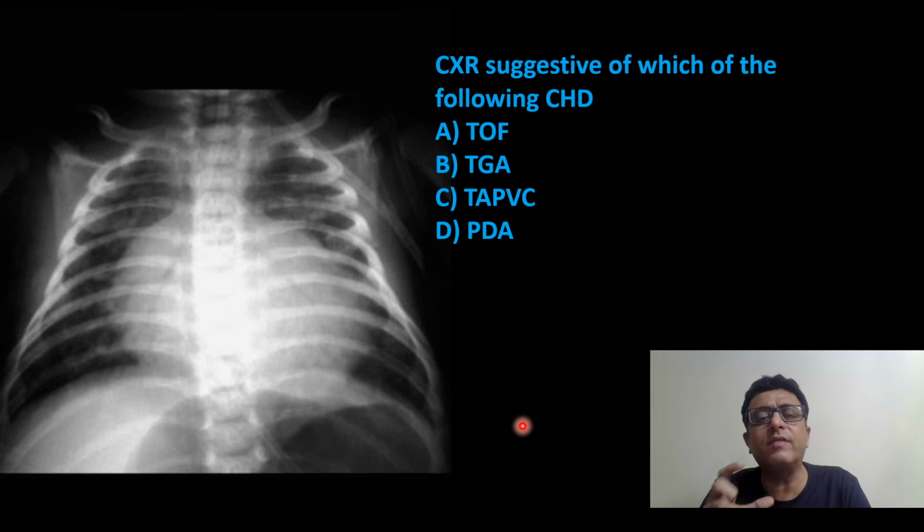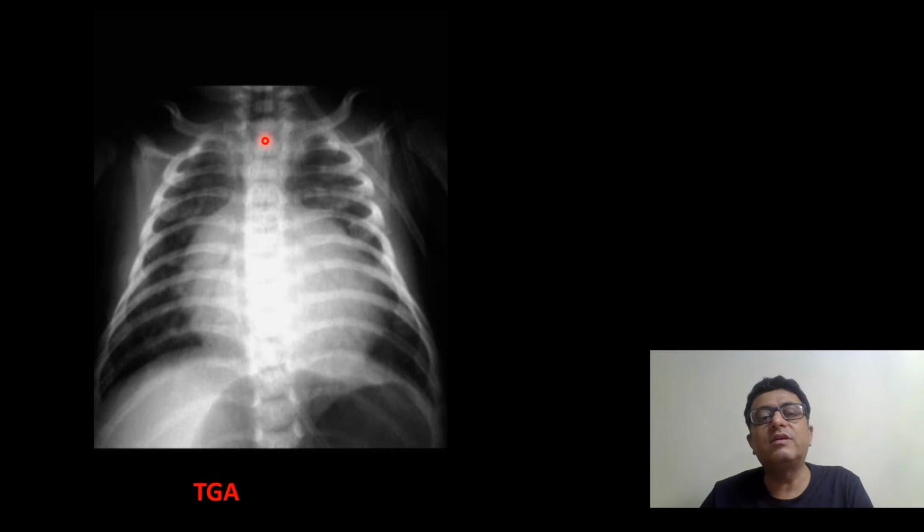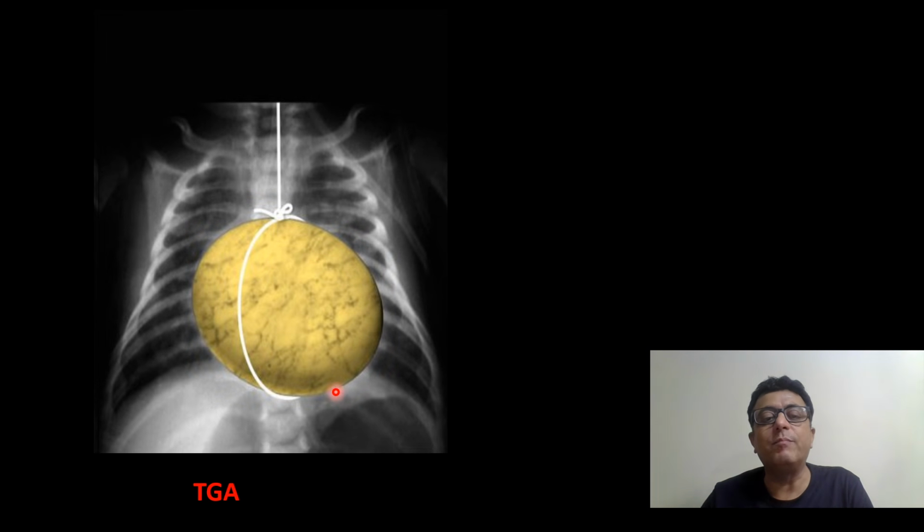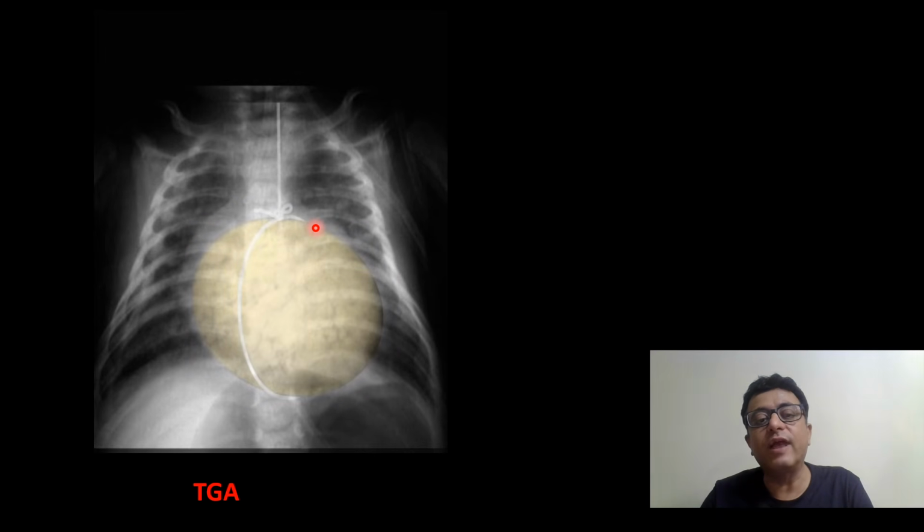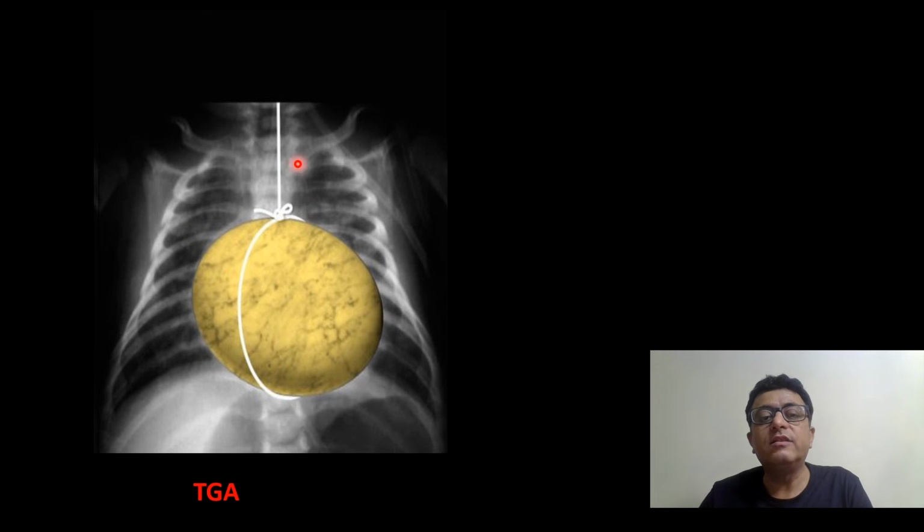You should think for 10 to 15 seconds to get something. What are you seeing? Yes, you are seeing a globular heart, and you can see a narrow mediastinum. So what is this? This is TGA. This is egg on side appearance, or egg on string appearance. The shape of the heart is like an egg on its side. You can appreciate this narrow pedicle. The superior mediastinum is narrow.